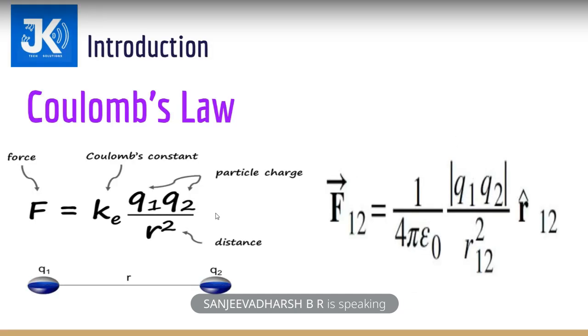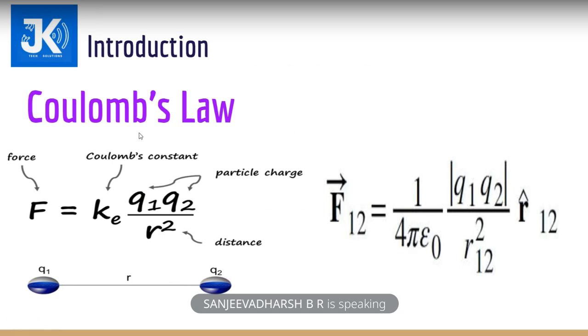So first we need to understand what Coulomb's law is. As we all know, Coulomb's law is nothing but the electrostatic force between two charges which are separated by the distance r. So that is what is given in the image. Let us consider charges q1 and q2 which are separated by a distance r.